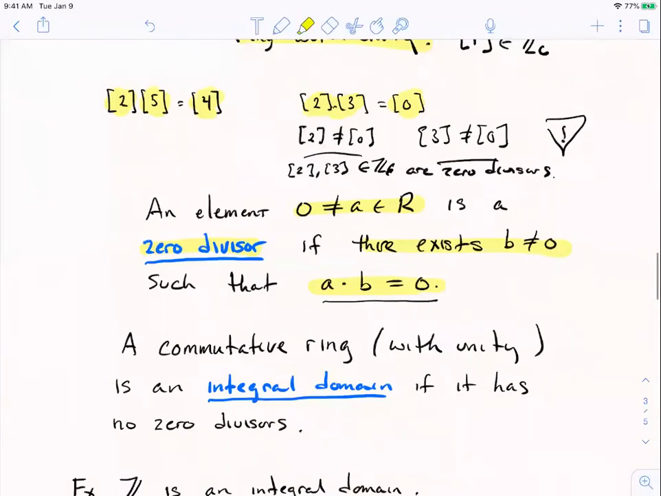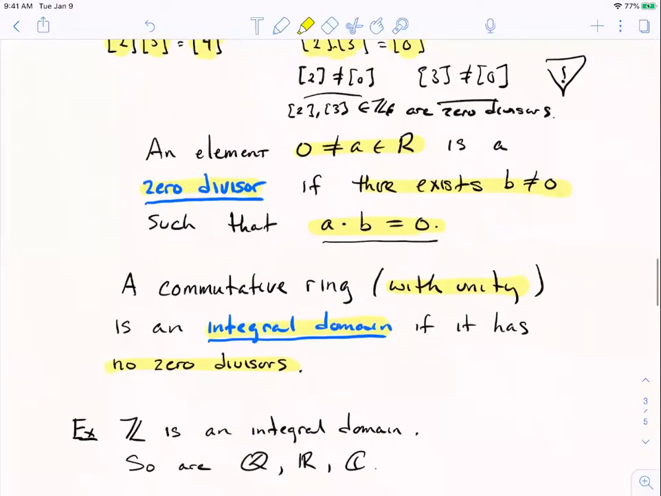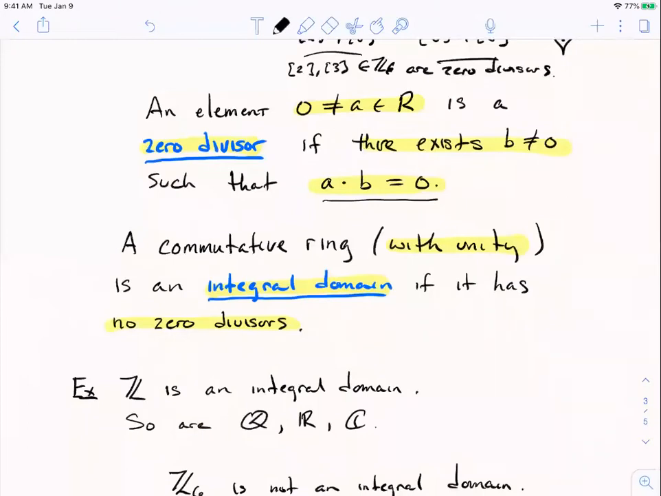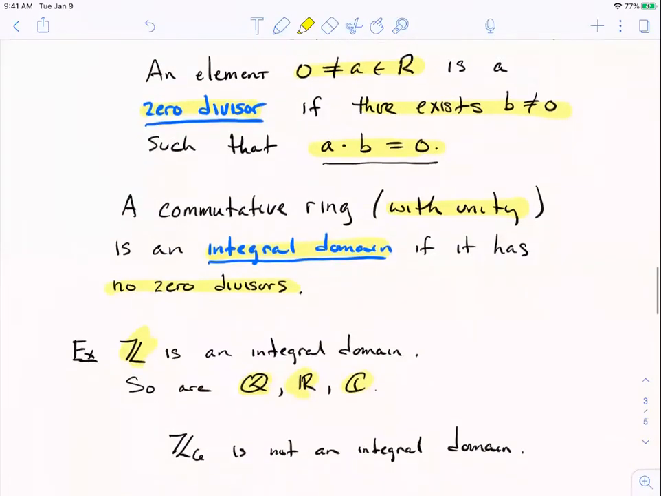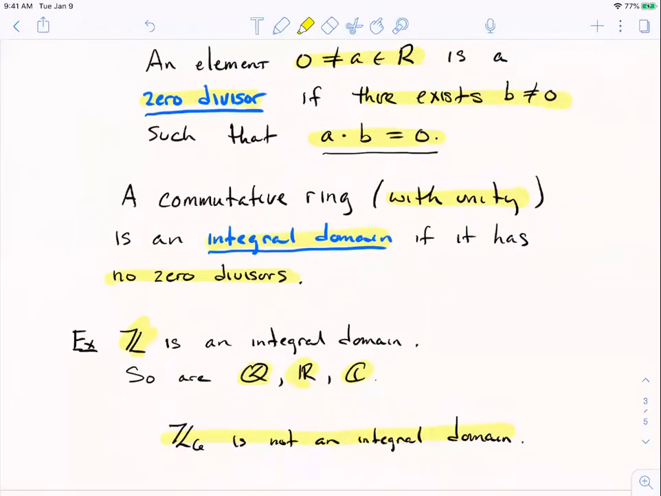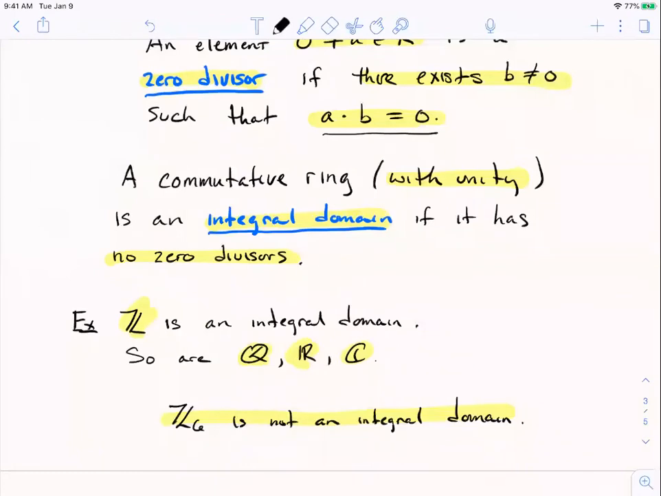Okay, a commutative ring with unity. Your author doesn't require them to have unity, but we will. So a commutative ring with unity is called an integral domain if it doesn't have any zero divisors, right? These familiar rings, Z, Q, R, C, they're all integral domains. They're all commutative rings with unity, and you can't multiply non-zero elements of those things to get 0. Z6 is not an integral domain. Yeah, it has zero divisors. Bracket 2, bracket 3. Those are zero divisors.